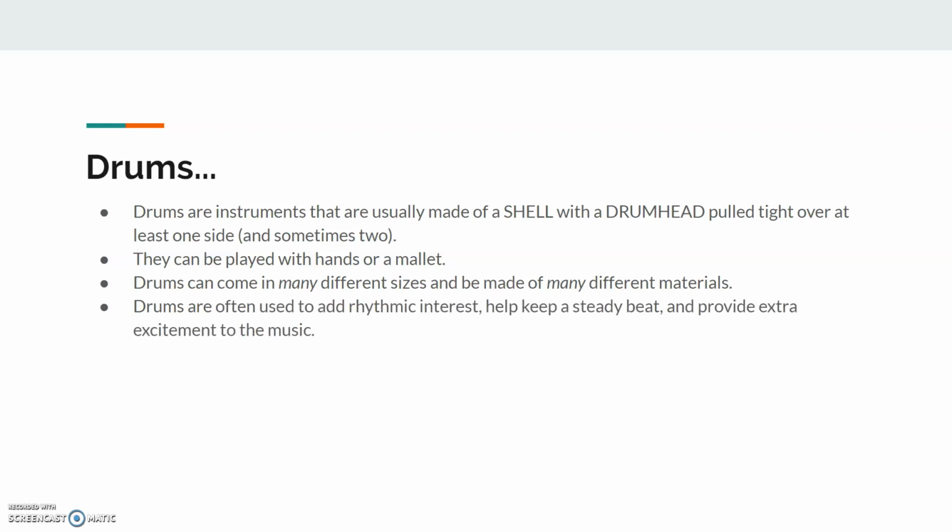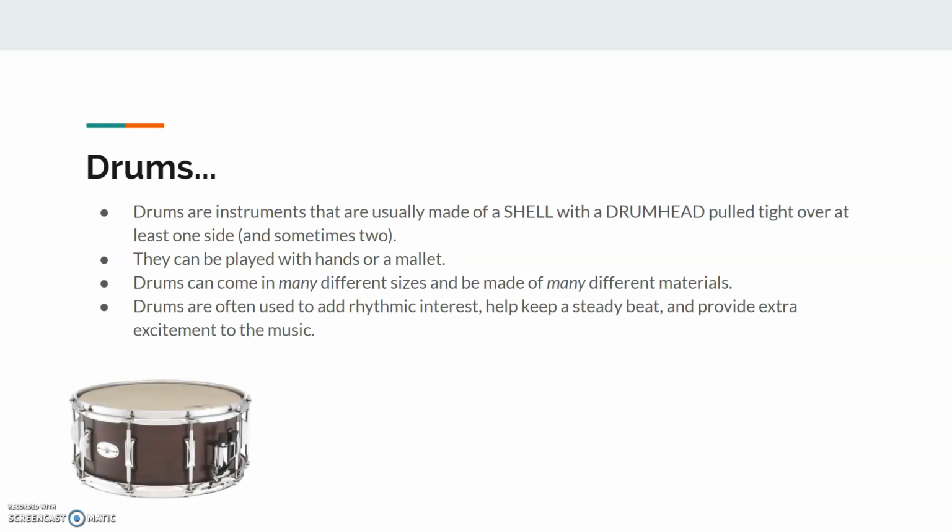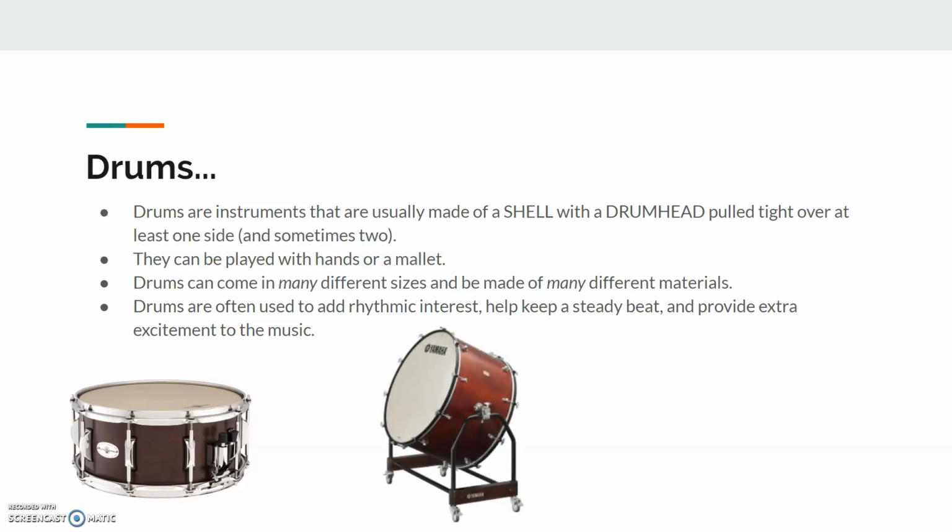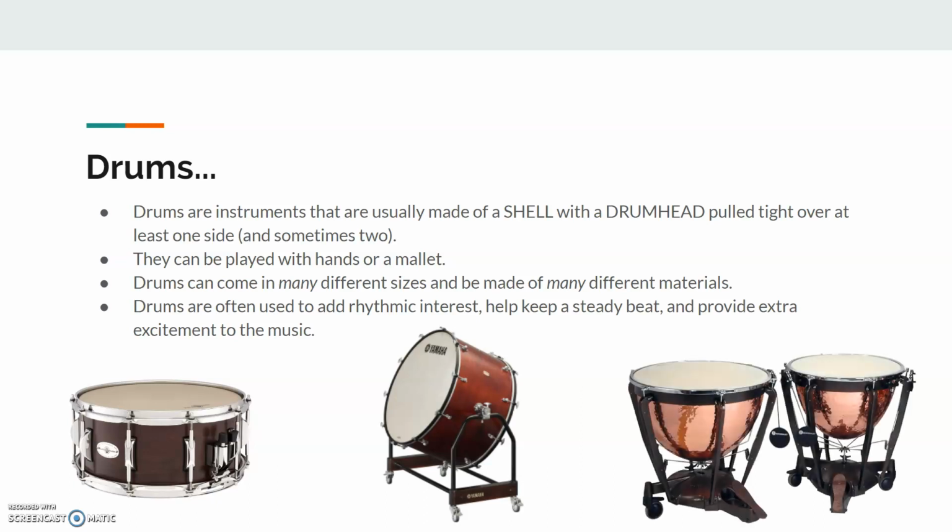Drums are often used to add rhythmic interest, to help keep a steady beat, and to provide extra excitement to the music. You can picture a snare drum, which is a very common drum, a bass drum, which is a very large drum, so it plays very low notes. But there's also some, like these timpani here, that look a little bit different than the others. And in fact, if you look at that picture, you can see a little pedal on the bottom, and you can adjust that pedal and get a different note.